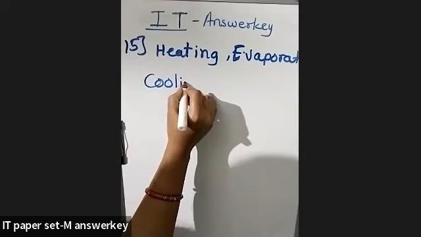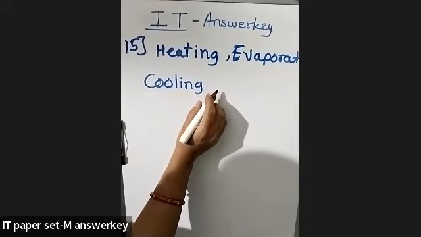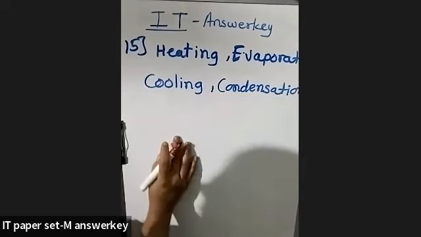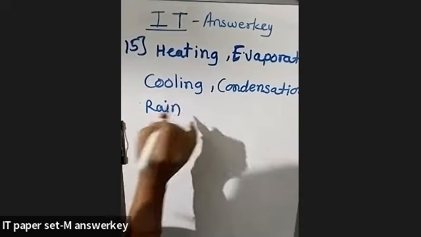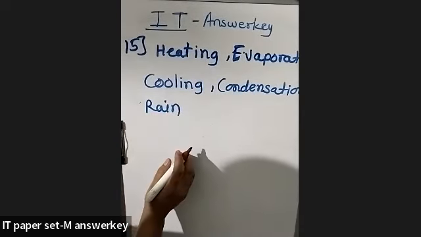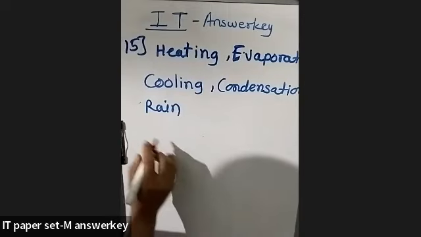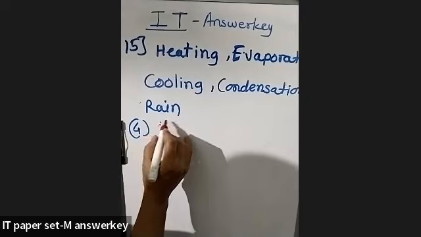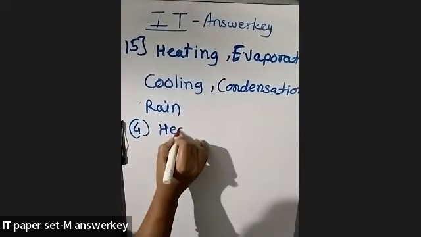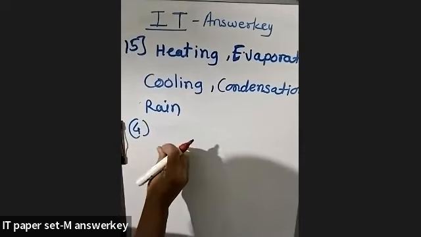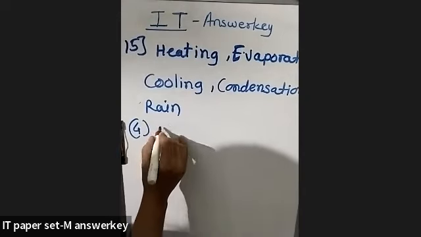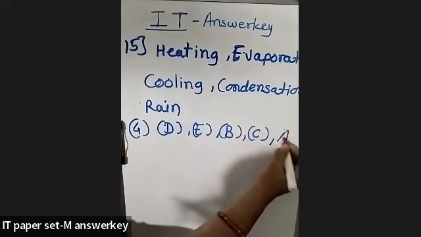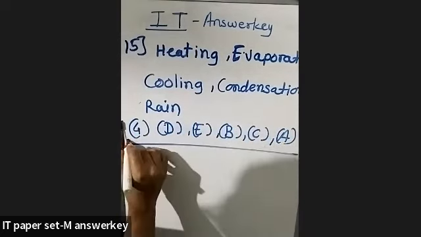These water vapors are cooling and then they are condensed. And at last, rain. So, the right sequence is... sorry, options, not sequence. So the option is option number D, which means D, E, B, C, and A. So the correct answer is option number 4.